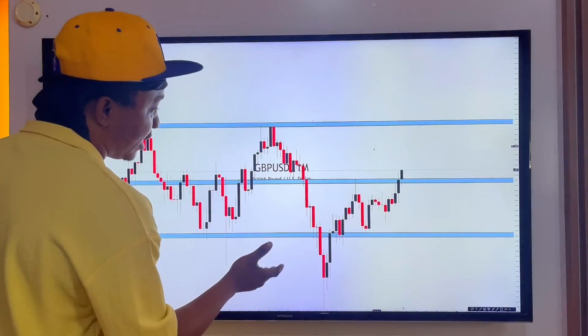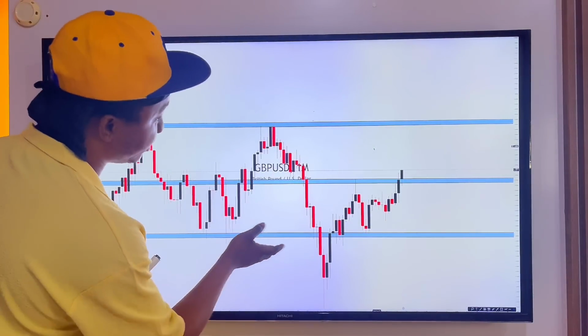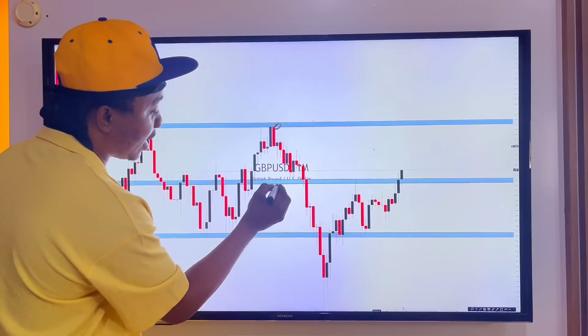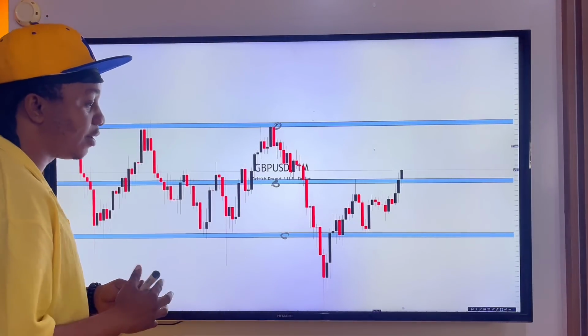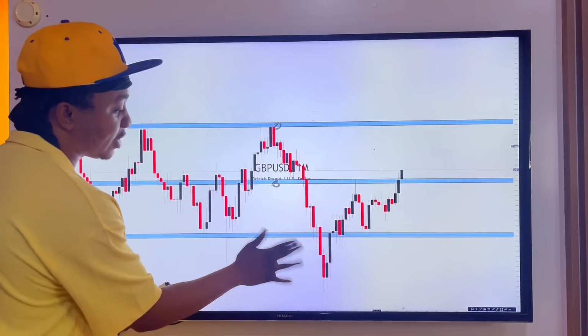Alright, so the next pair on the list is GBPUSD. Now GBPUSD, let's begin the analysis very shortly. We have the monthly upper zone, mid-range zone, and then lower zone. Now, if you look very closely at the monthly time frame, it's quite simple.